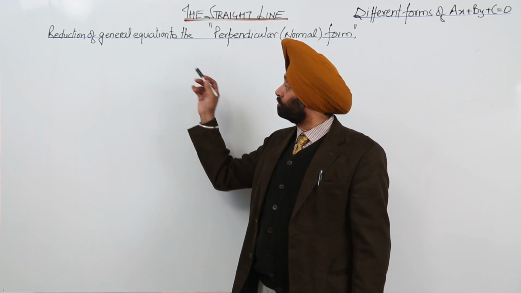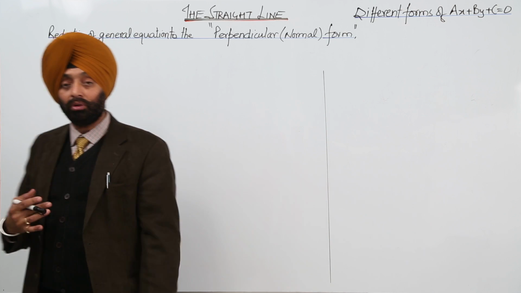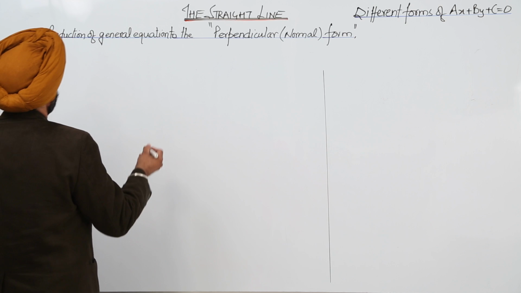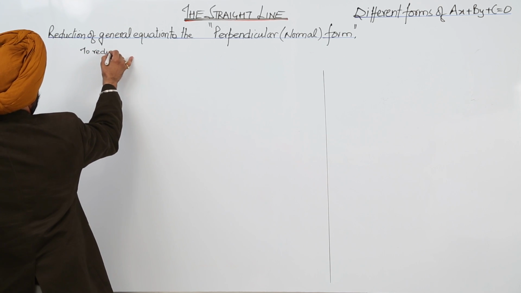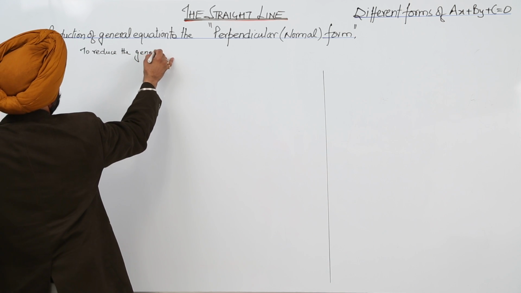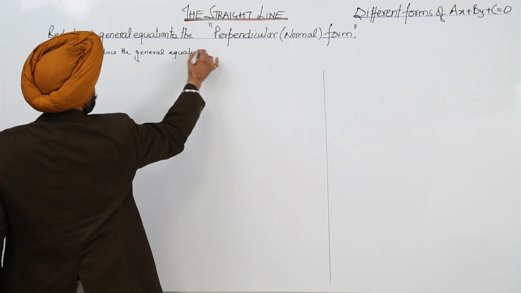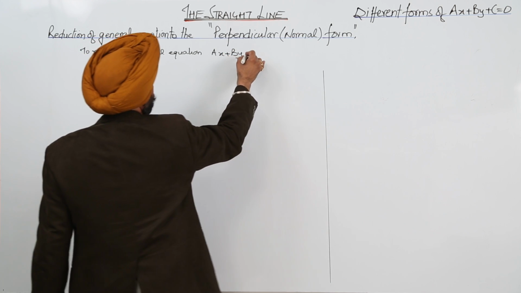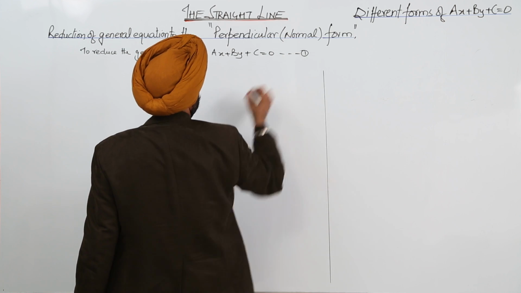Now, reduction of the general equation to the perpendicular or so-called normal form. To reduce the general equation, and the general equation is ax plus by plus c is equal to 0. Now let it be equation 1.